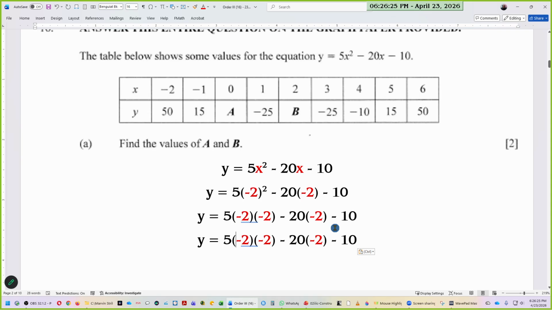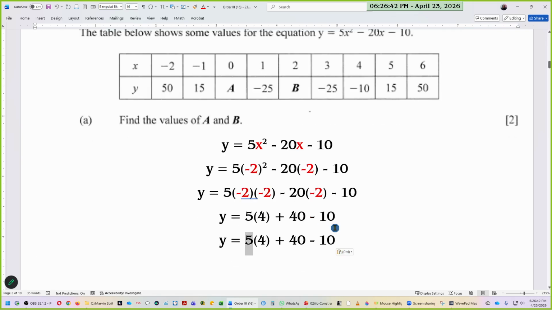So this is going to be a positive 4, which we'll be multiplying. And this is going to be a positive 40, because a negative 20 times a negative 2 is positive. And so this is going to be 20 plus 40 minus 10, and we can see that's equal to 50. So these values were already given to you. You only have to solve for 2 different values. So we have to find 0 first of all.